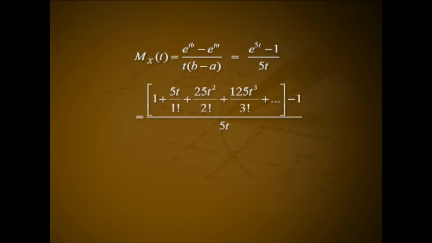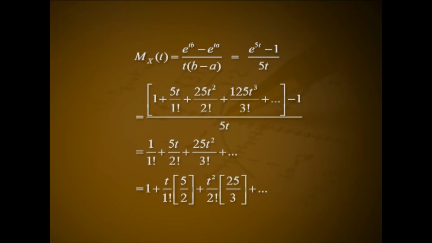M_X(t) equal to (e raised to tb minus e raised to ta) divided by t into (b minus a), that is (e raised to 5t minus 1) divided by 5t, that is equal to [1 plus 5t by 1 factorial plus 25t square by 2 factorial plus 125t cube by 3 factorial plus etc. minus 1] all divided by 5t, that is 1 by 1 factorial plus 5t by 2 factorial plus 25t square by 3 factorial plus etc. That is 1 plus t by 1 factorial into 5 by 2 plus t square by 2 factorial into 25 by 3 plus etc. Expectation of X is the coefficient of t by 1 factorial in the expansion of M_X(t), that is 5 divided by 2.